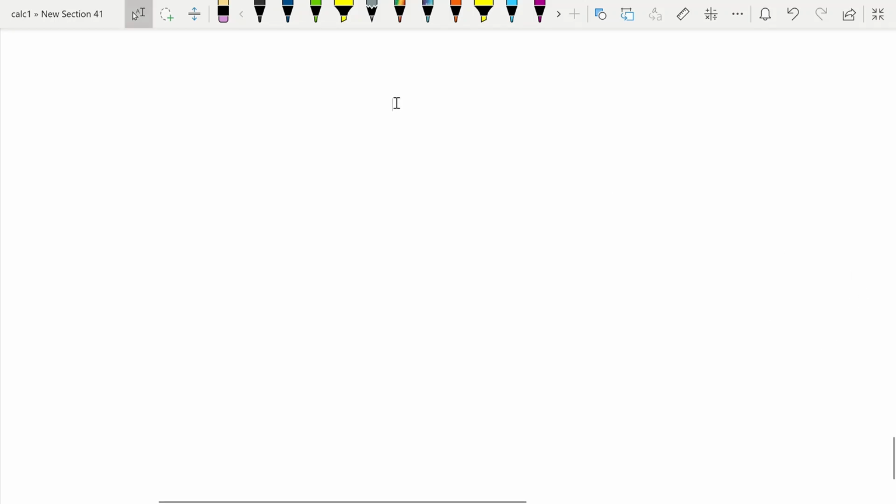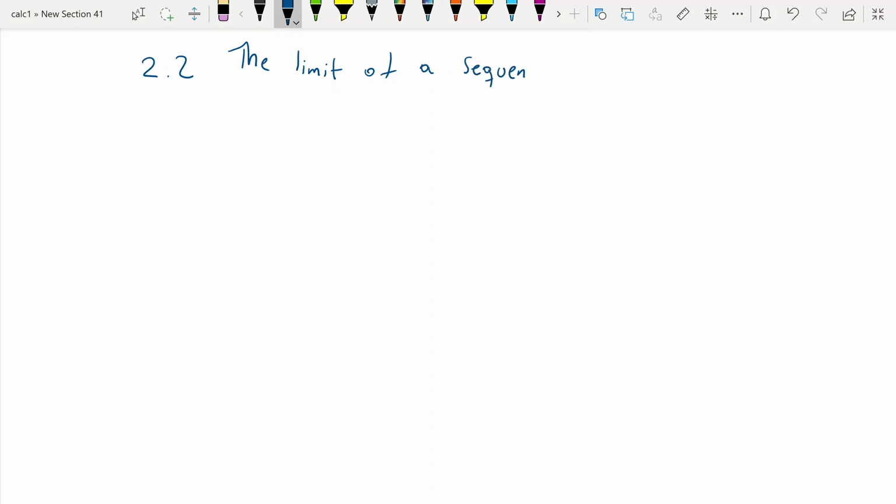Okay, so before we start delving into the analysis of sequences, the series, we need to define rigorously the intuitive notion of a sequence. This is section 2.2 in the book. So what is a sequence?